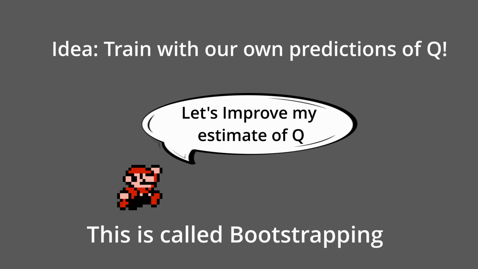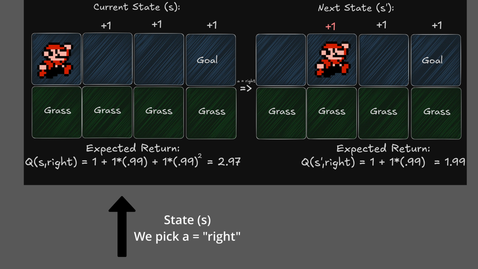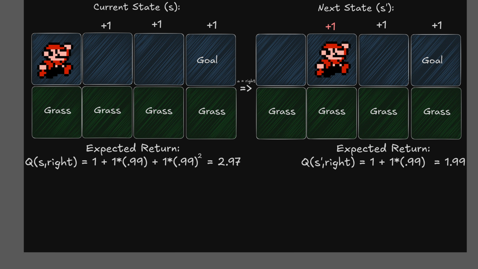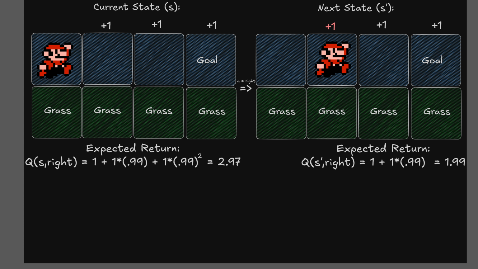Let's take a look at this example. On the left, we're in state S, and we choose to go right. This gives us a Q value of 2.97. That action takes us to the next state, S prime. Now in this new state, the best action is again go right, and its value is 1.99. Let's take a look at the equation on the left for a moment. Recall that 0.99 is coming from our gamma factor we discussed earlier. So this value right here is the reward we immediately get for choosing right. Everything else is just the future reward, the rewards we expect to collect later if we keep making good decisions.